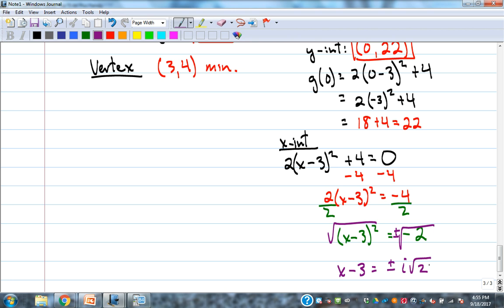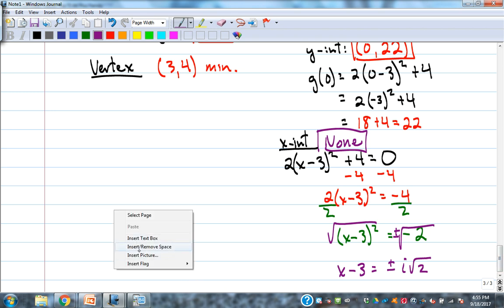What do we know about complex solutions on the x-intercepts? Do they show up on the graph? No. That means this is not going to cross the x-axis. So there would be no x-intercepts. We can go ahead and solve that because we're going to have to in the future anyway.